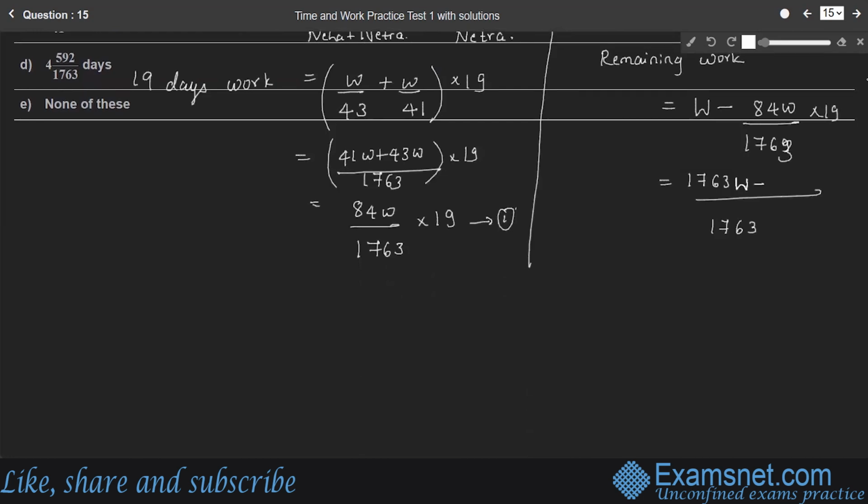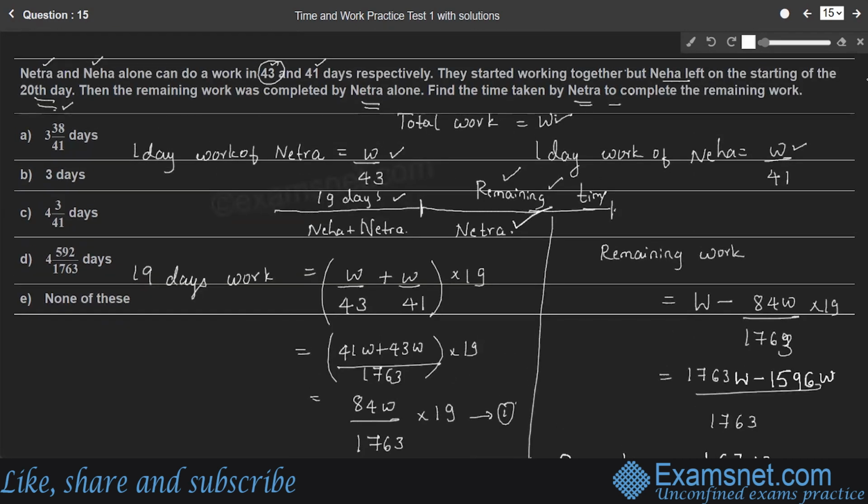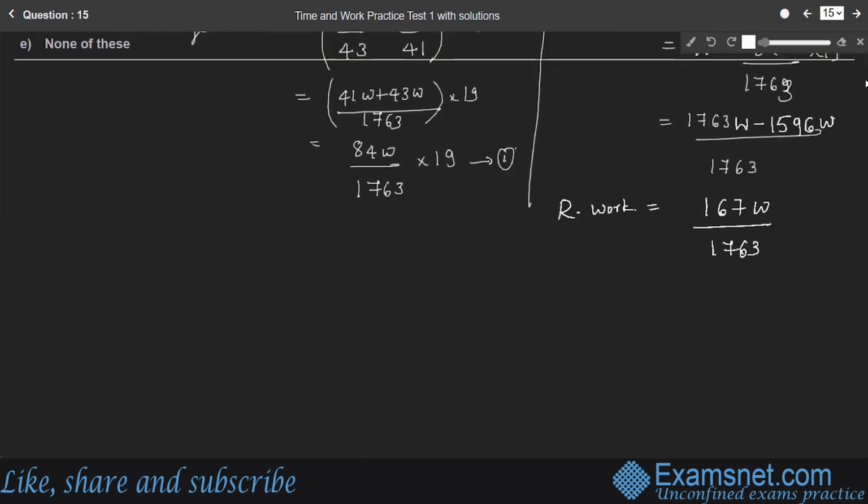1763W minus 1596W, right? So 1763 minus 1596, you will get 167W divided by 1763 as the remaining work. Right? So this remaining work has been done by Netra alone. What is the time taken to complete the remaining work?